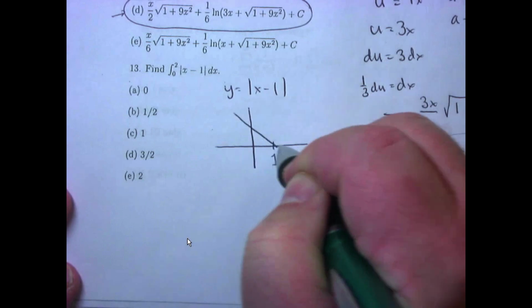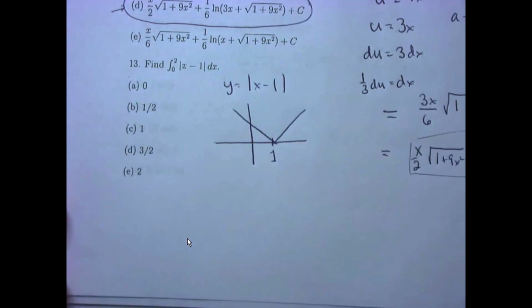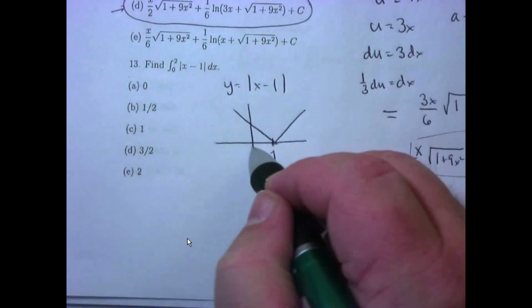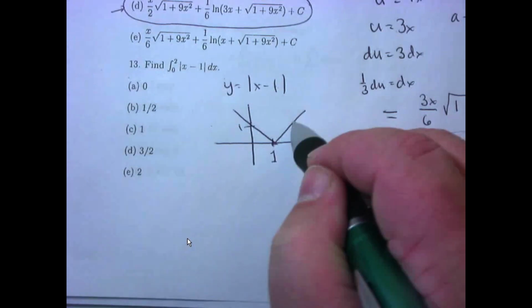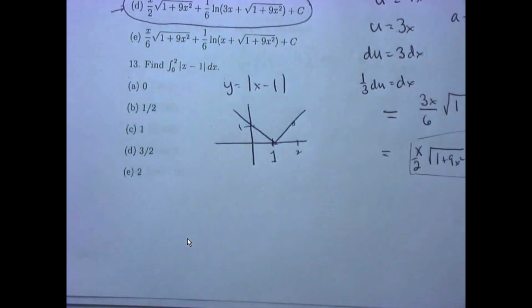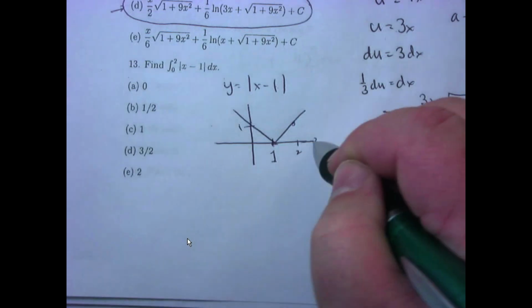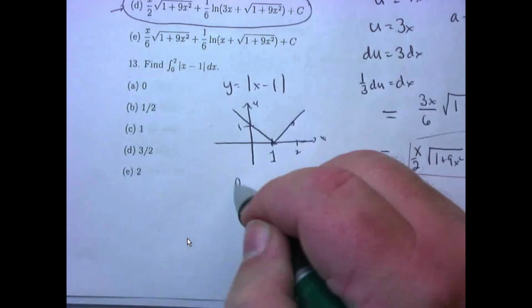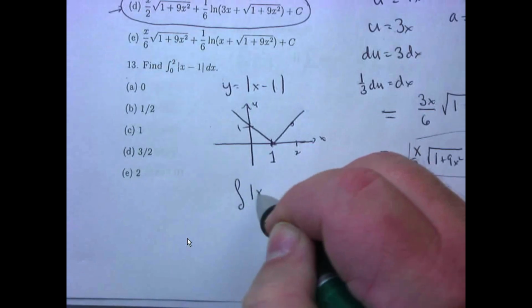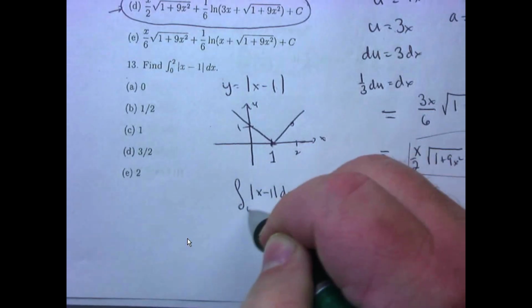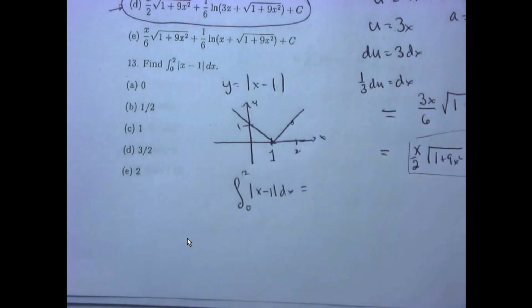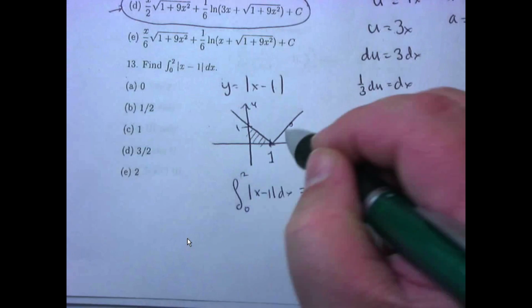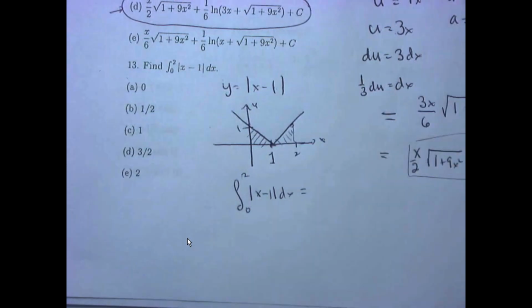So here's 1, and it's the old V graph. You remember? And when in doubt, plot points. Well, I plug in 1, I get 0. I plug in 0, I get -1, but absolute value -1 is 1. I plug in 2, I get 1, so forth and so on. So here's my graph. Now, what do they want me to do? They want me to integrate the absolute value of x minus 1 dx from 0 to 2. So what exactly am I trying to find here? I'm trying to find the area in the curve between the function and the x-axis. Perfect. Which is this part down here and this part over here.